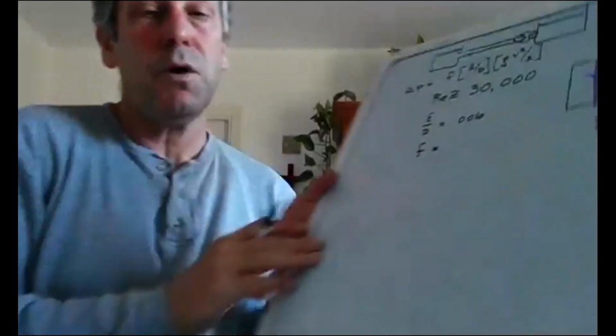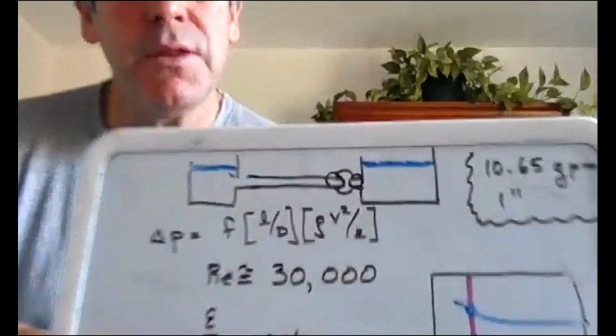So see if I can describe it to you verbally. Same flow, same situation, 1-inch pipe, galvanized iron. But now we've got a flow of 10.65 GPM. What is the pressure drop? Go.